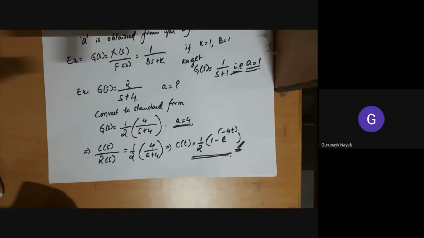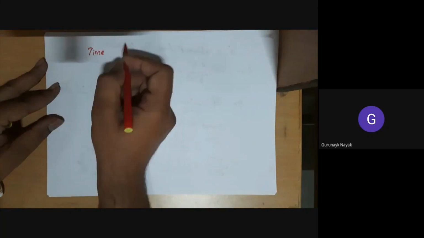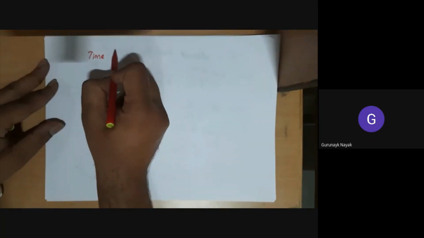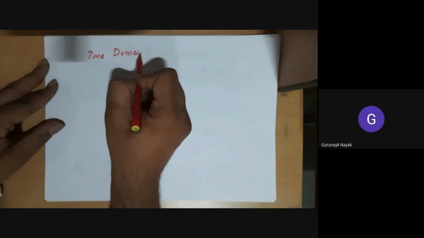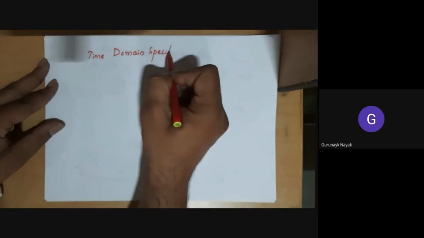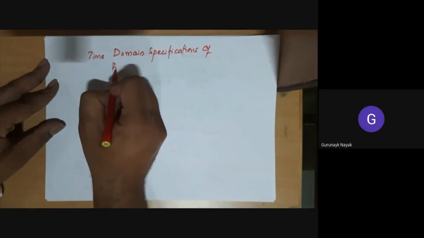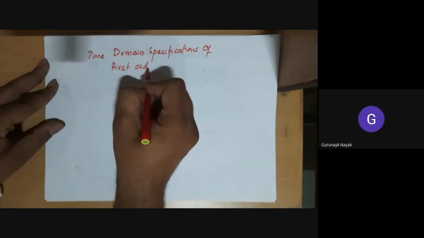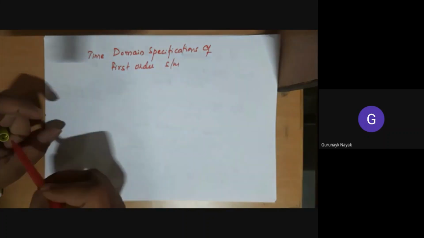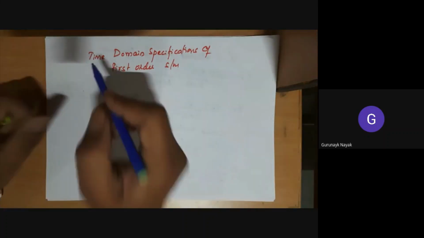So why I'm highlighting is that you can get a GATE numerical of this kind. So I'll leave the question in your mind and then we can solve it later. So after this, we proceed with the time domain specifications. Time domain specifications of a first order system.